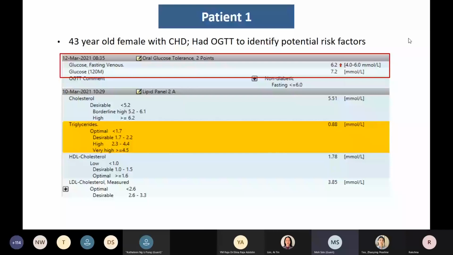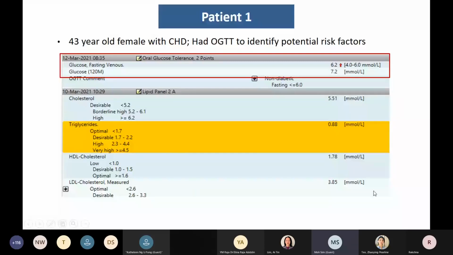She had a 2-point oral glucose tolerance test done. Her fasting glucose level was 6.2 millimoles per liter, and her glucose at 2 hours or 120 minutes was 7.2 millimoles per liter. She also had a lipid panel done, and essentially her cholesterol level was a little bit high, but her triglyceride level was acceptable. Our optimal values are less than 1.7 millimoles per liter. HDL was desirable, in fact optimal, and her LDL measured was actually 3.85, which was high.